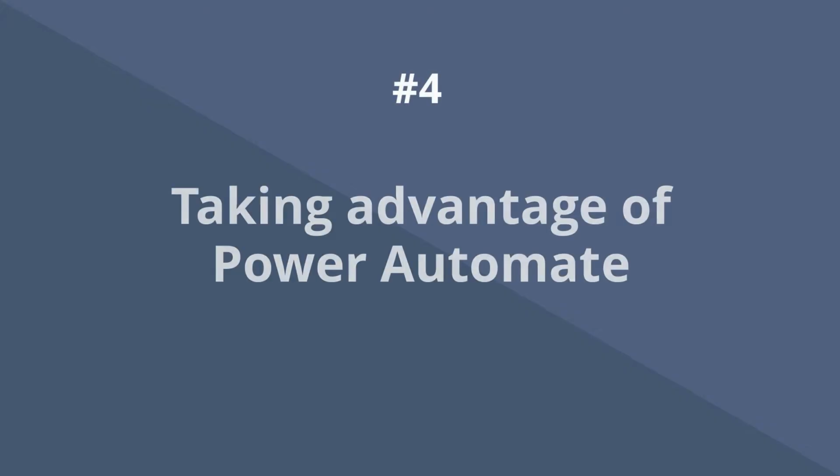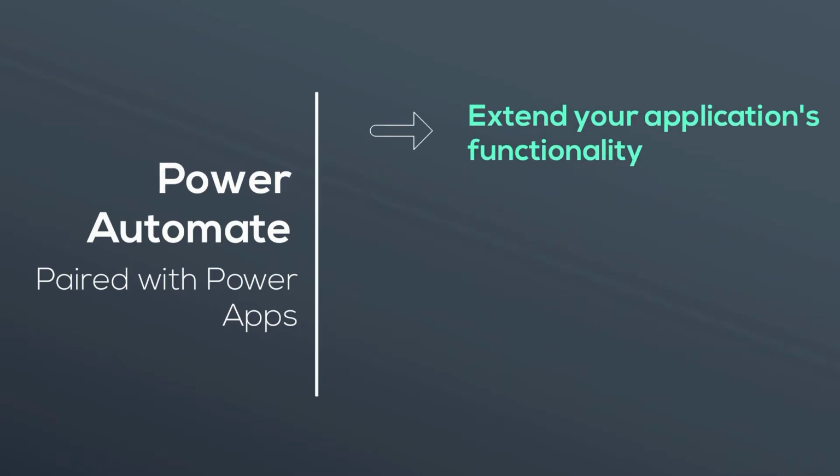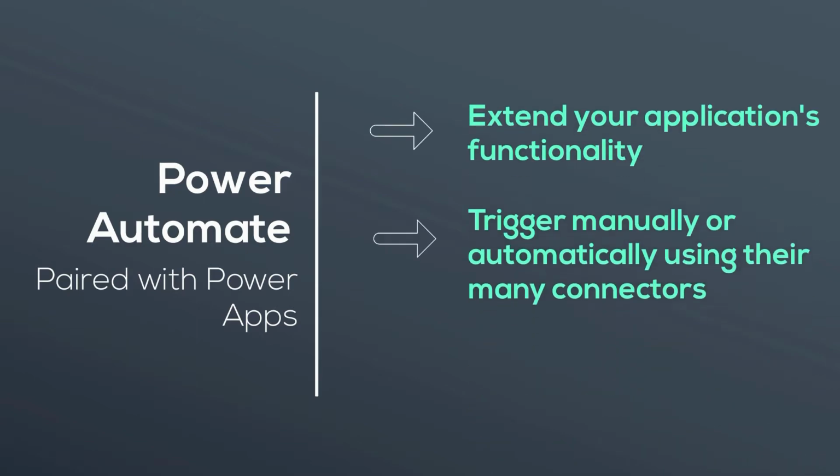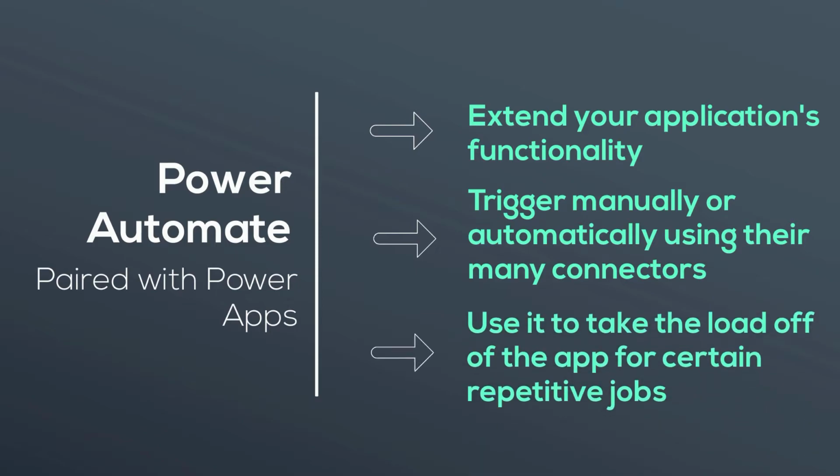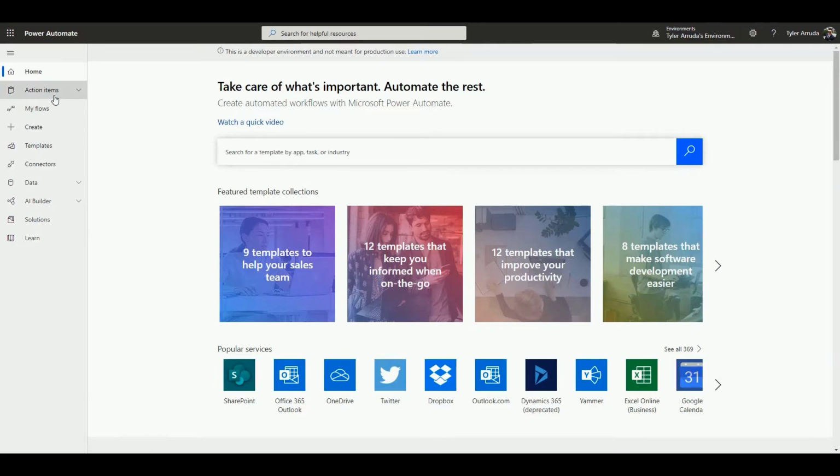Number 4. Taking advantage of Power Automate. Power Automate gives you the ability to extend your application's functionality. Triggers for these workflows are manual or automatic using one of the many connectors that they have. It's also very important to use Power Automate in order to take the load off of Power Apps for certain types of jobs. Creating Power Automate workflows is simple.